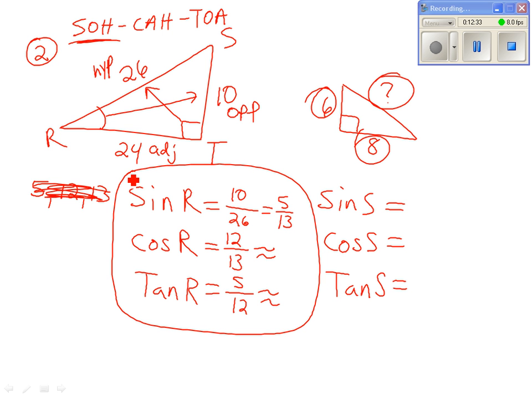The other part's the angle S. Well, when we're dealing with angle S instead of angle R, what's going to change? Does the hypotenuse change? The opposite side now is that for angle S, and this over here is the adjacent leg. So the sine of S would be opposite over hypotenuse, so what would it be?